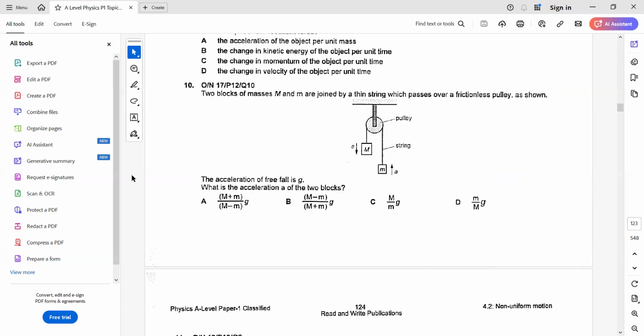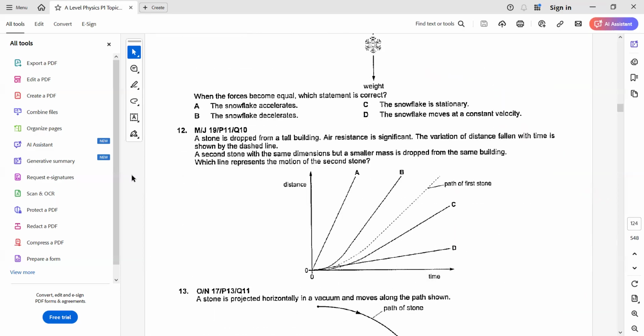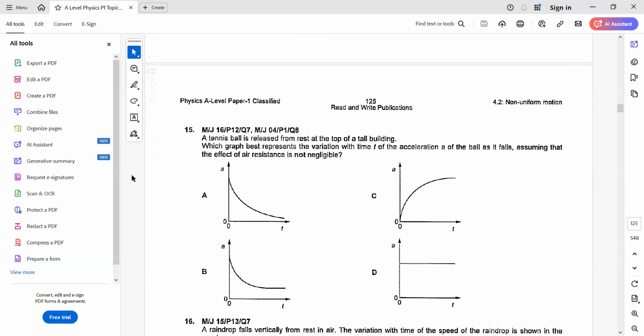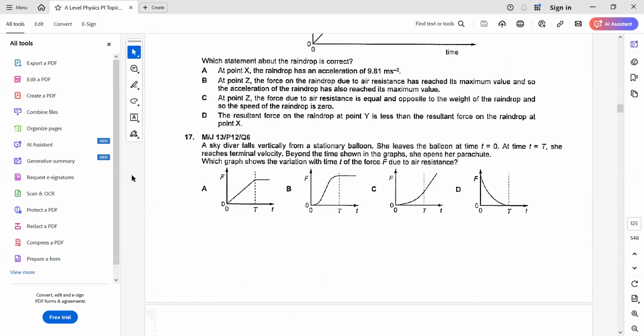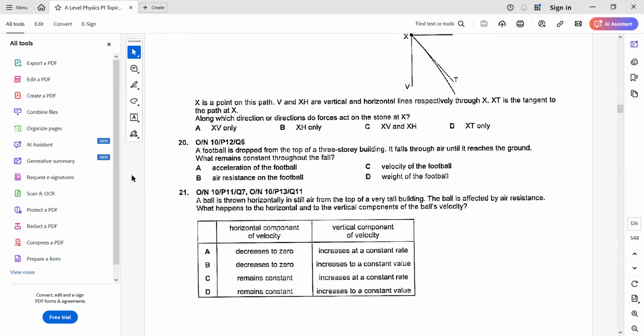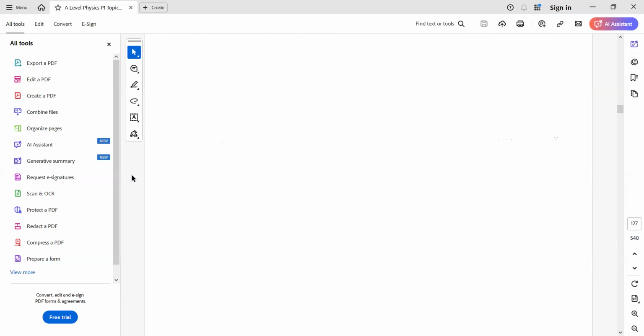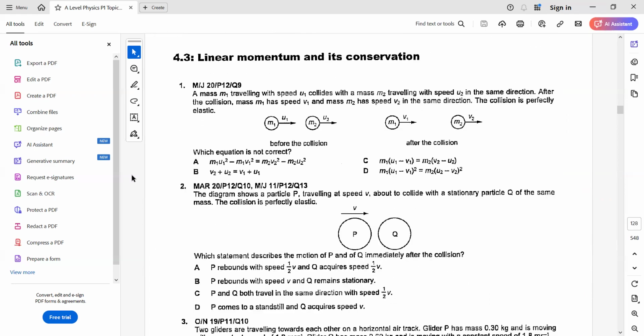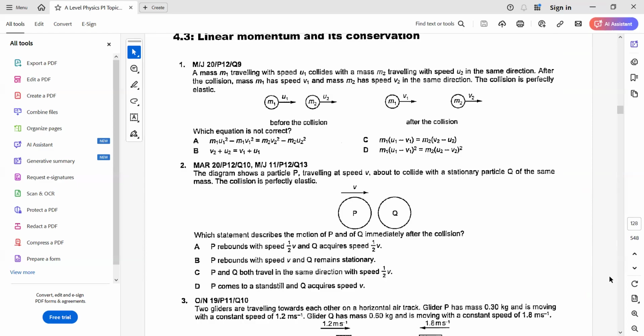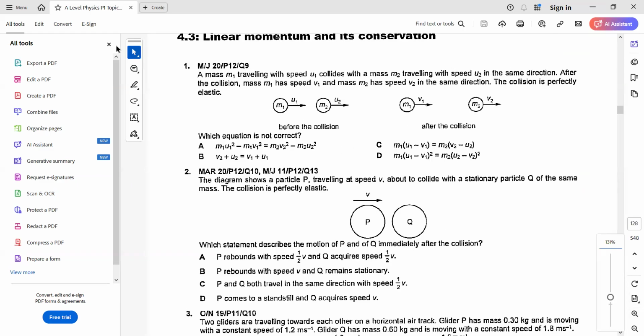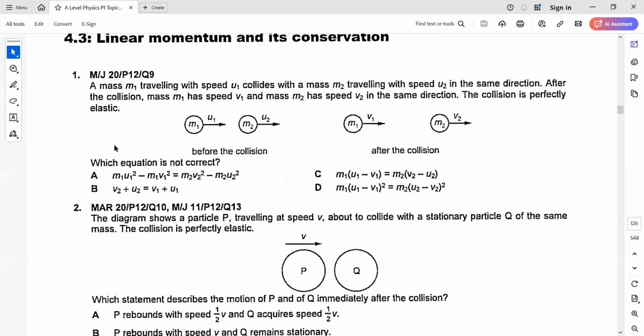Let's see what we have next. All simple questions, nothing difficult here. Well, this looks like a difficult question. Let's try this.